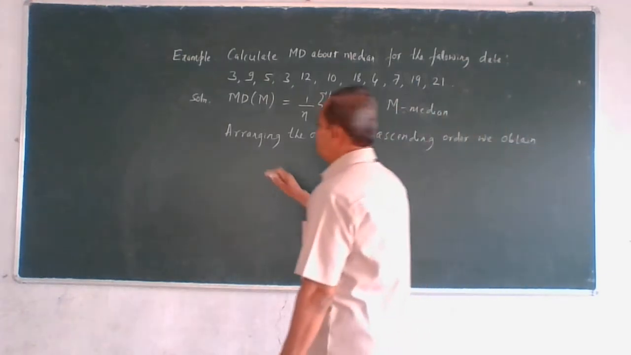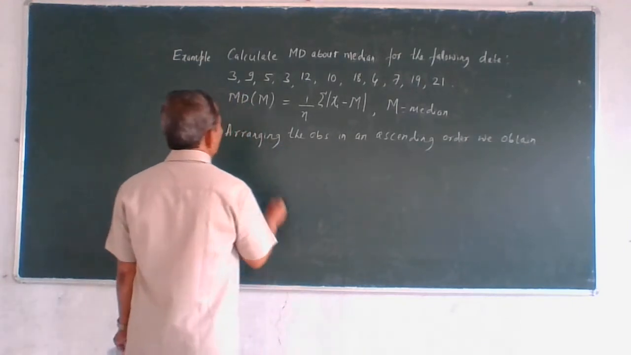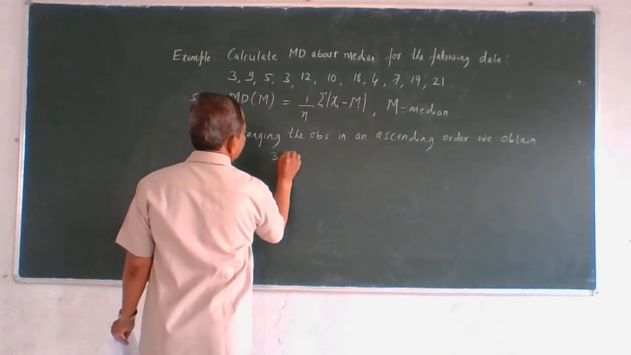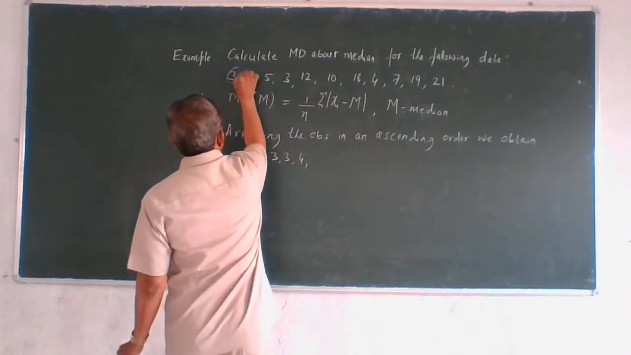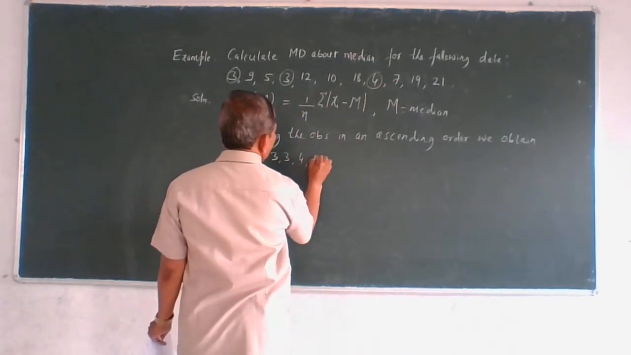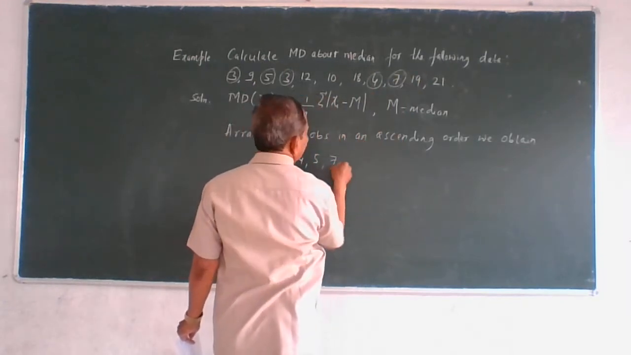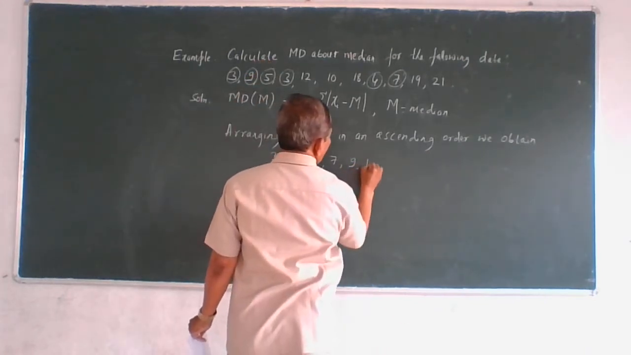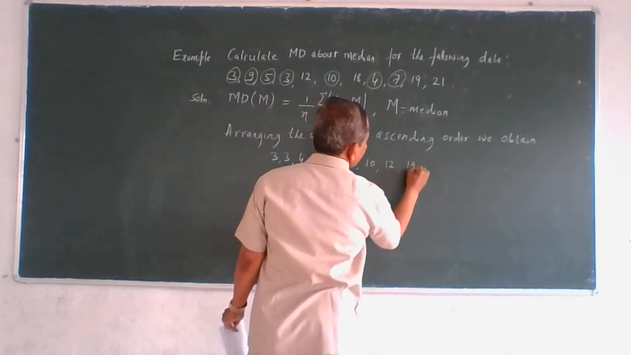When writing in ascending order, first you write the lowest observation. Lowest observation is 3. Next lowest is again 3. Next lowest is 4. Okay, 3, 3, 4. Next lowest is 5. Next lowest is 7. Next lowest is 9. Next is 10. Next 12, 19, 21.